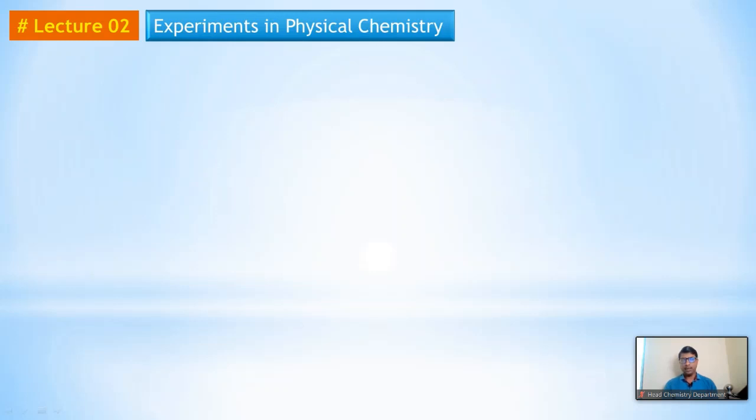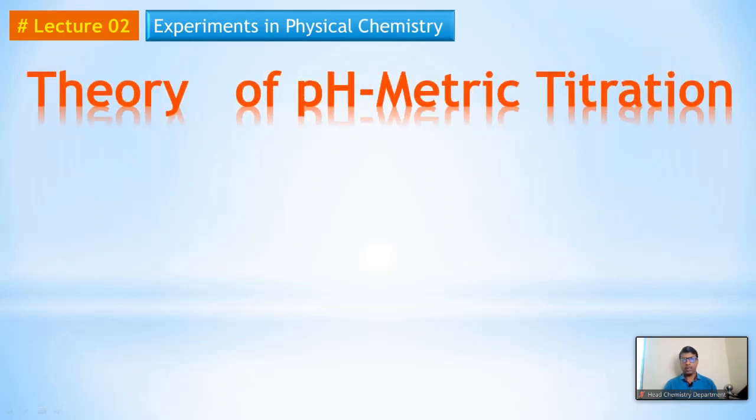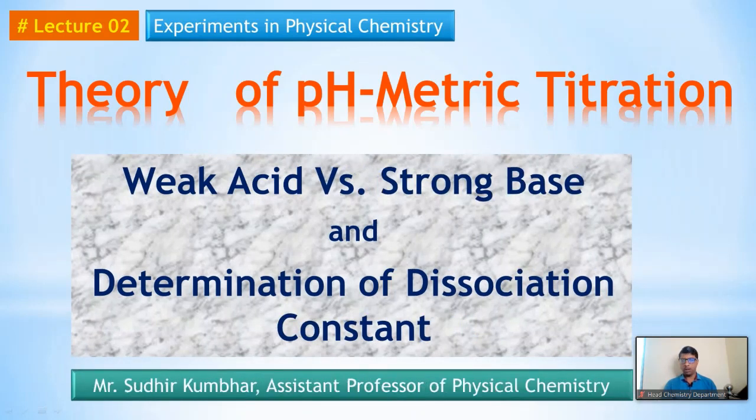Under this title, in this video, I am going to discuss with you the theory of pH metric titration. As we know, the pH meter is the instrument used for measurement of the pH of any unknown solution. Under the physical chemistry practicals, we already learned about the handling of this pH meter. We already ran one experiment under the title pH metric titration, which is weak acid versus strong base.